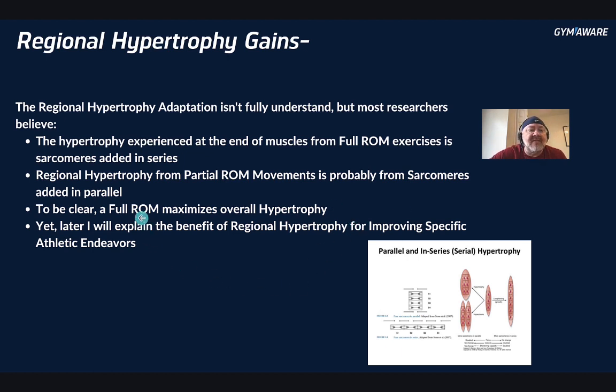To be clear, a full range of motion exercise maximizes overall hypertrophy. So you're going to gain more hypertrophy overall. However, it's just going to be based on those moment arms that we talked about as to where that will be maximized. But later I will explain the benefits of regional hypertrophy for improving specific athletic endeavors.